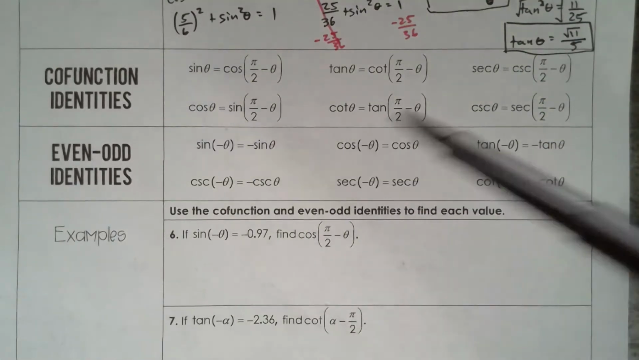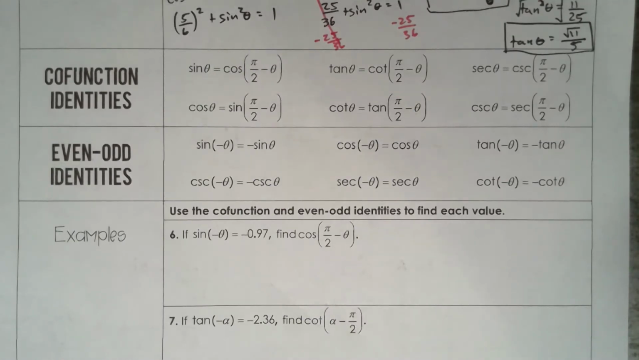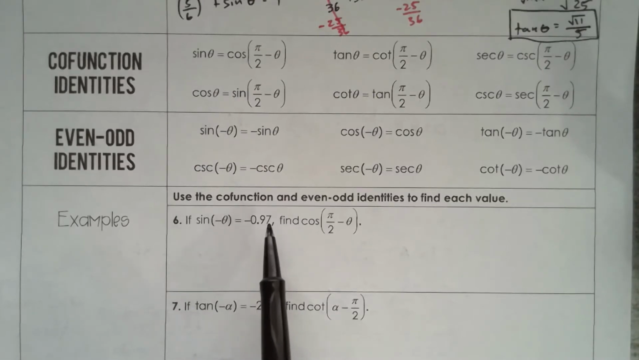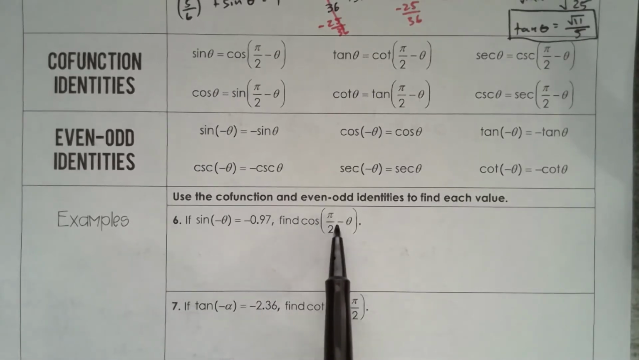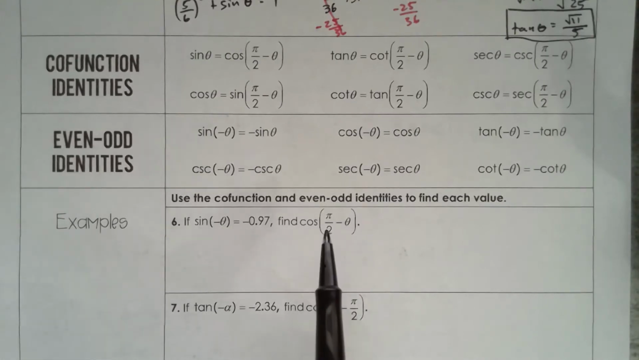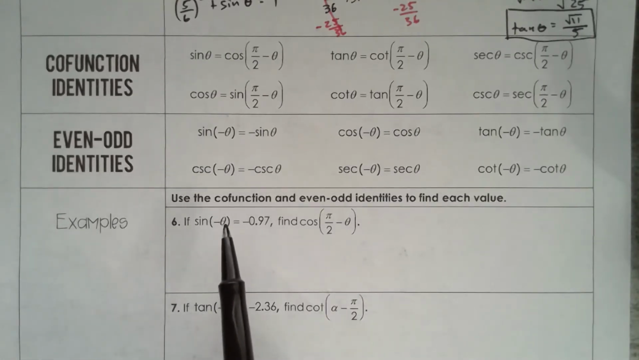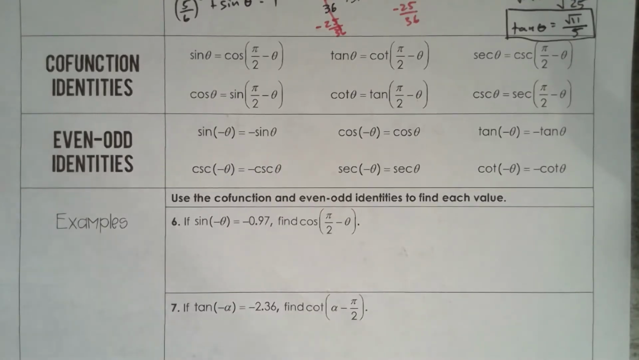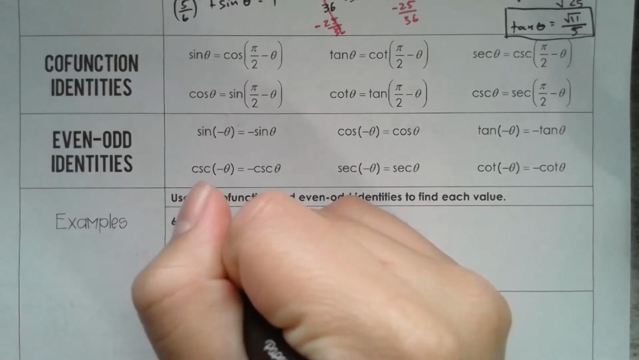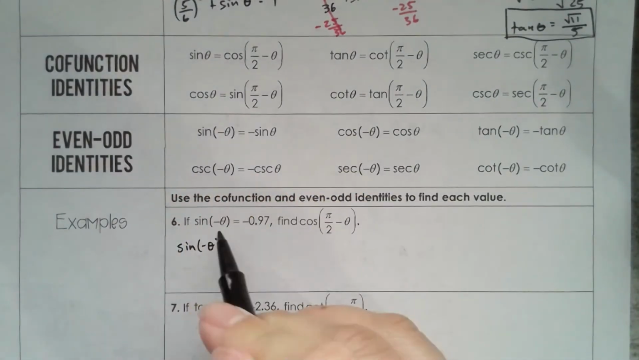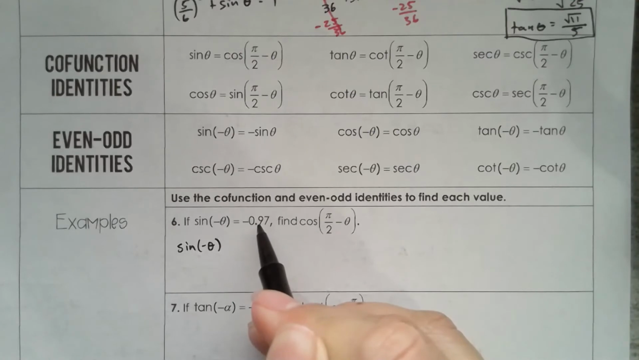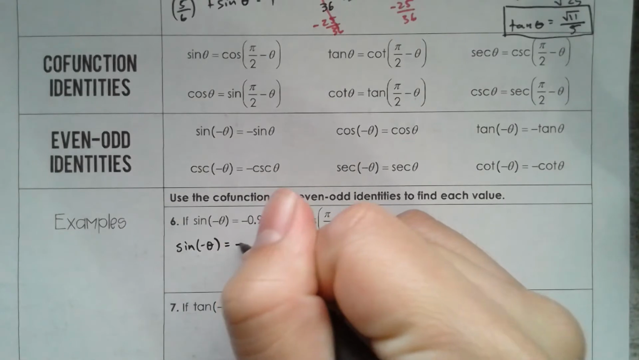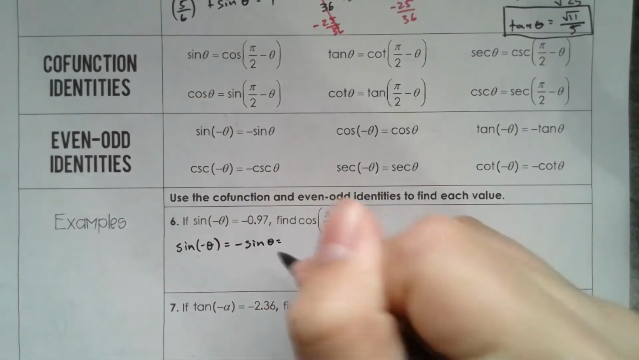Okay, sine negative theta is negative 0.97. Find cosine of pi/2 minus theta. Okay, so sine negative theta is right here. Sine negative theta is negative sine theta. So let's do that. Okay, sine negative theta, that's the one they gave me. I know that's equal to this. I know this right here is equal to negative sine theta. So then negative sine theta is also equal to negative 0.97. Look at that.